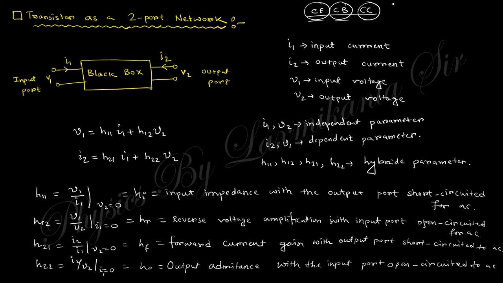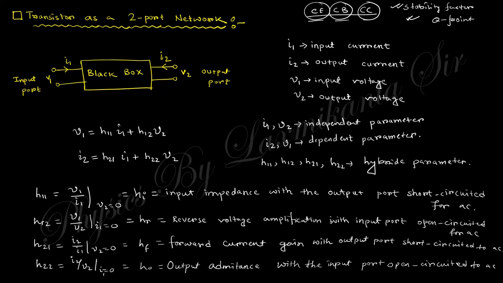And in the last section you learned about the stability factor, how the transistor is stabilized, and about the Q point. These two, the stability factor and the Q point, were discussed in the last session.